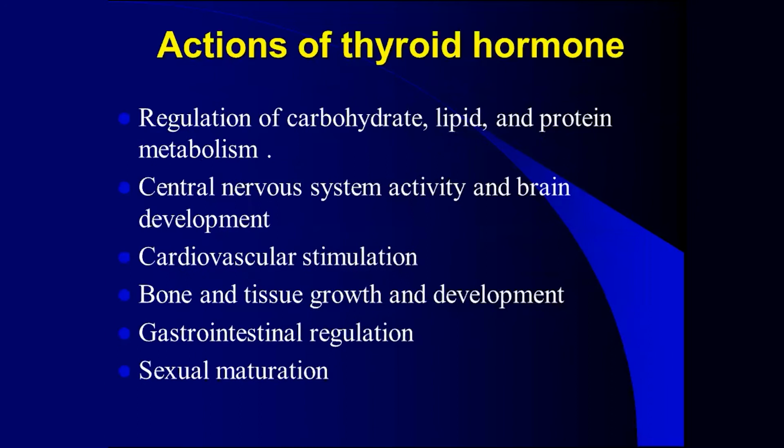So coming to the actions of thyroid hormones, the thyroid hormones virtually affect most of the other organ systems. They help in regulation of carbohydrate, lipid and protein metabolism. They regulate the CNS activity and brain development. They are responsible for cardiovascular stimulation. They help in bone and tissue growth and development. They even help in GI regulation. And last but not the least, they have some role in sexual maturation as well. Hence, even ladies with infertility and PCOD sometimes have accompanying hypothyroidism along with them.